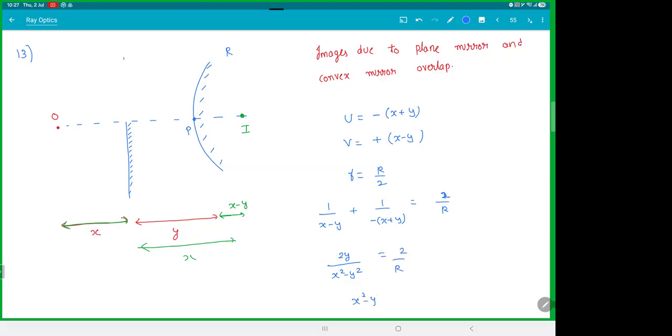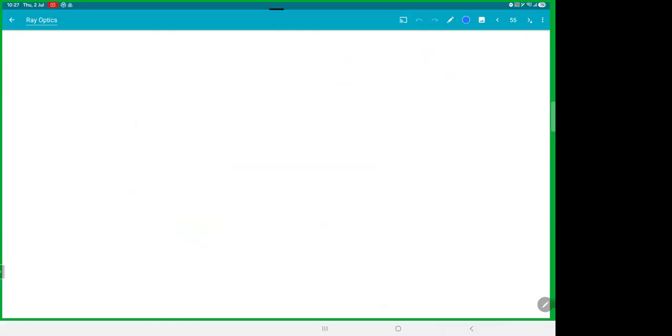X square minus y is equal to r. So if you satisfy this condition, you'll always get only one image. All clear with this? So that's an easy stuff. Next thing. So that's a little bit on formulas there. Now let me show you those pictures and tracing of images.